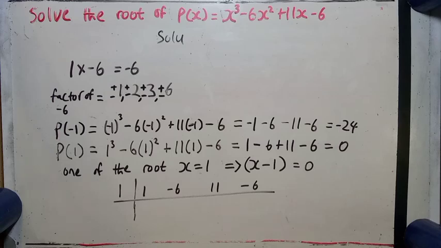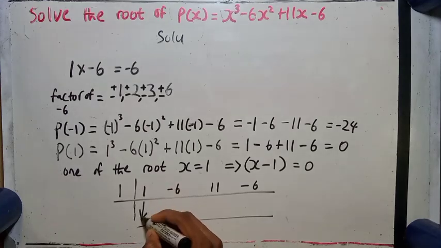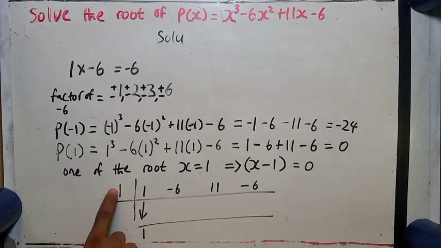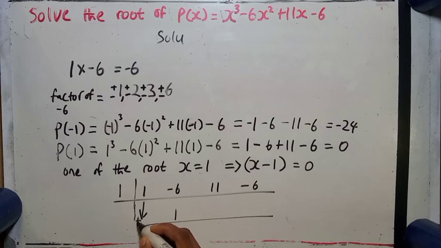Now, the first thing we're going to be doing is bringing down our 1. We'll bring this 1 down. When we bring it, we'll keep it here. Now, we then ask ourselves, 1 times 1, we have what? 1. Now, minus 6 plus, we're going to be adding minus 6 plus 1, we're going to be having what? Minus 5.